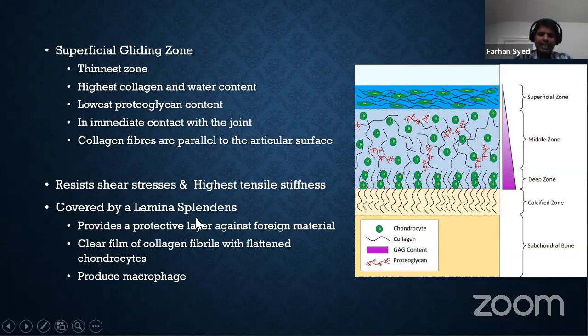Lamina splendens refers to the most superficial layer that protects the articular cartilage. You can imagine it as a polythene sheet which covers the articular cartilage and gives protection. It's a clear film and it's made up of flattened chondrocytes. It produces macrophages which have the function of phagocytosis.